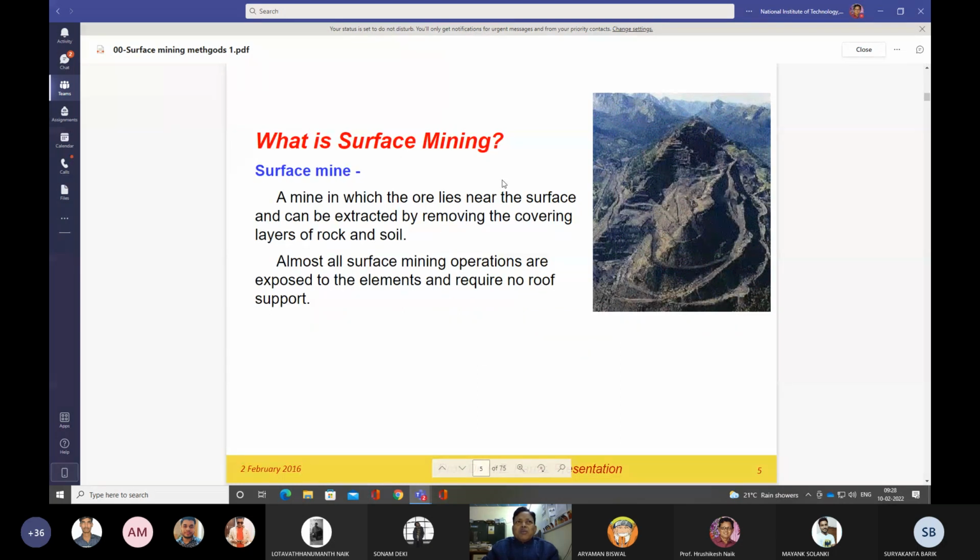So what is surface mining? A surface mine is one in which the ore lies near the surface and can be extracted by removing the covering layers of rock and soil. The overburden materials are removed, and after that you get the mineral. If the mineral is lying at a shallow depth, then the surface mining method can be practiced. Almost all surface mining operations are exposed to the elements and require no roof support because it is an open environment, whereas in underground mining you have to go for roof support.